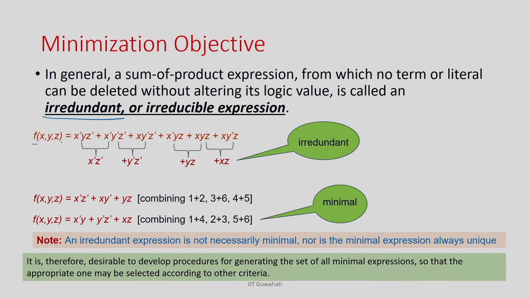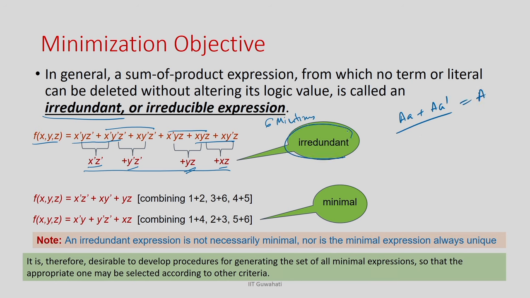If you take this function which has 6 min terms, and if you combine these two product terms or min terms, you will get this, you can cross check. If you combine these two product terms, you will end up having this. If you combine these last two, you will get x z. So effectively you got an expression x bar z bar plus y bar z bar plus y z plus x z. This is the irredundant expression, because if you try to combine anything here, it is not possible. There is no common term between these two, so you do not have a scenario where you can apply the A and A bar rule.